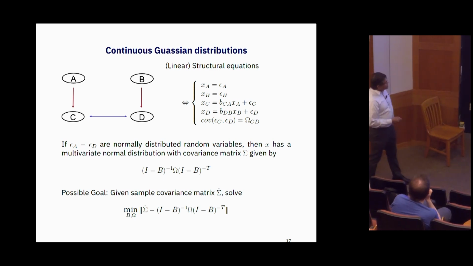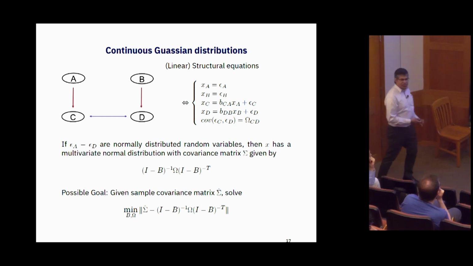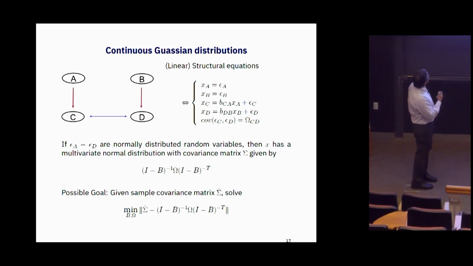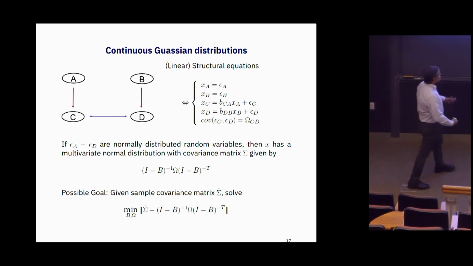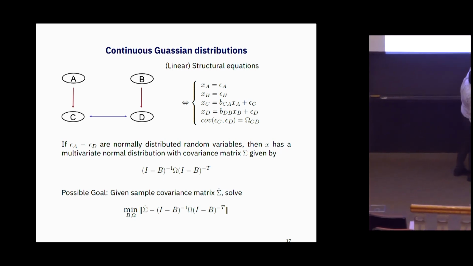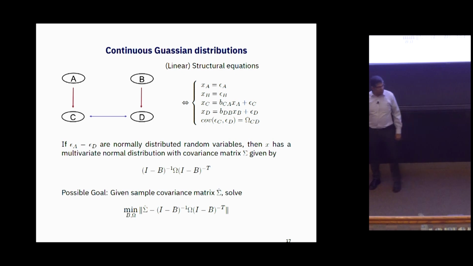Most software doesn't necessarily look to minimize this. I just pointed it out to give an explicit optimization problem you could look for, where, even if the structure is given, you're trying to find these matrices B and omega such that this difference is minimized. So in other words, you're trying to create a covariance matrix.